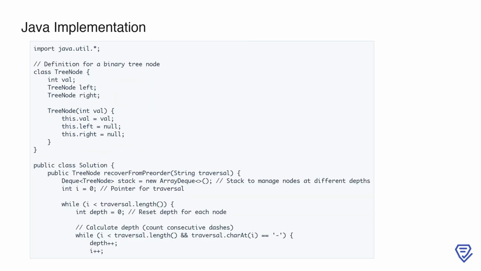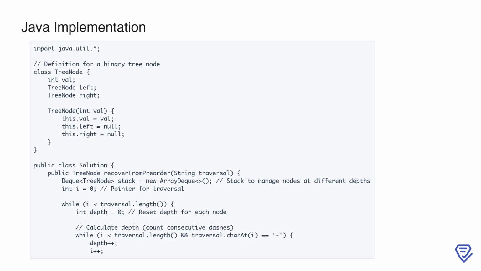Here, we start by defining the TreeNode class, which includes fields for the node's value, its left child, and its right child. This is the standard structure for a binary tree node. Next, we move into the main solution class where we implement the recoverFromPreorder method. This method takes the preorder traversal string as input and reconstructs the binary tree. A stack is initialized using a deque to help manage nodes at various depths during the traversal. We also initialize a pointer, i, to iterate through the string.